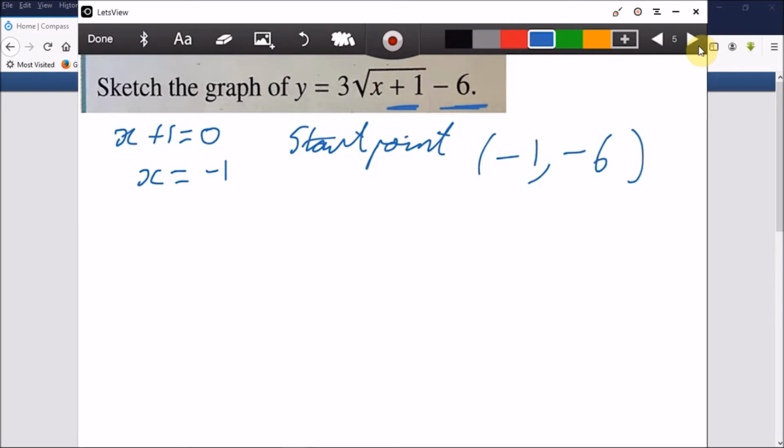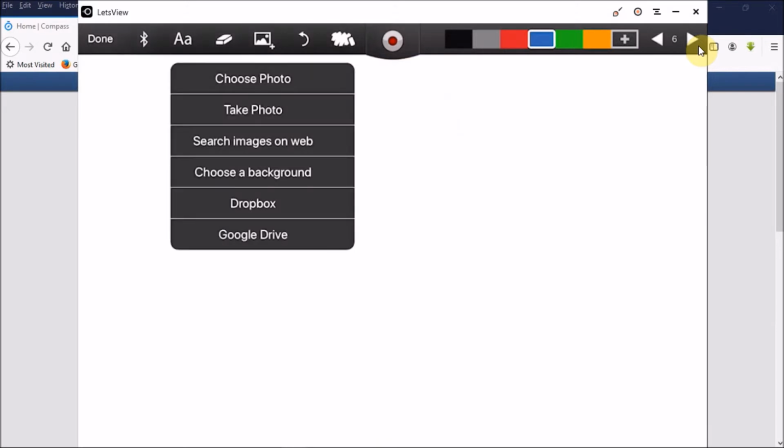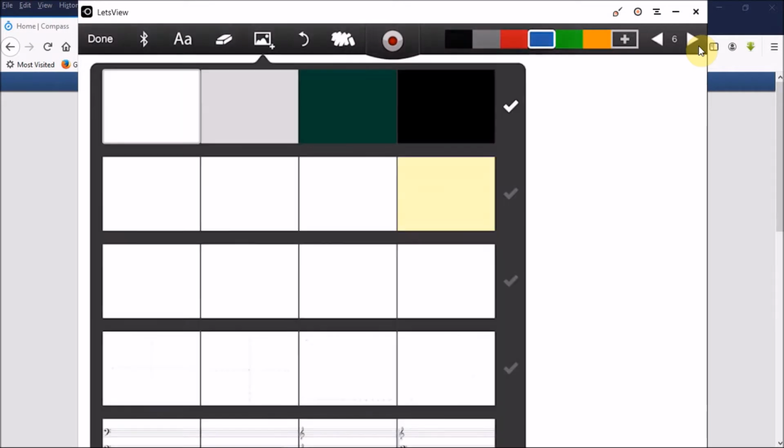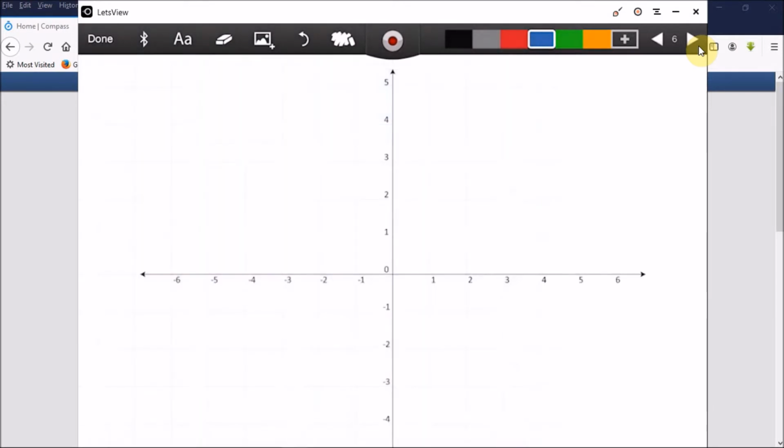So if I go down the next page here, I'll put in a background. So we go -1 and -6. That's way down. Oh, you're not going to be able to see that down on the screen. Let me get rid of that particular one.